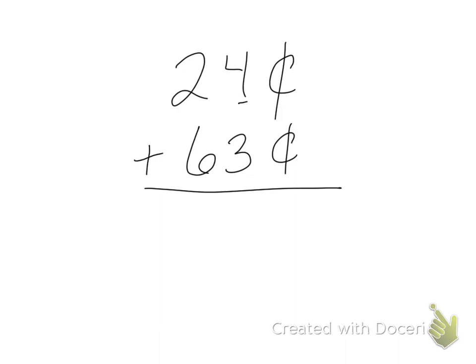So we have 4 plus 3. These are the ones digits, and that's what we add first. 4 plus 3 is 7. Then we add the tens digit, or the dimes. So 2 plus 6 equals 8. So the answer is going to be 87 cents.